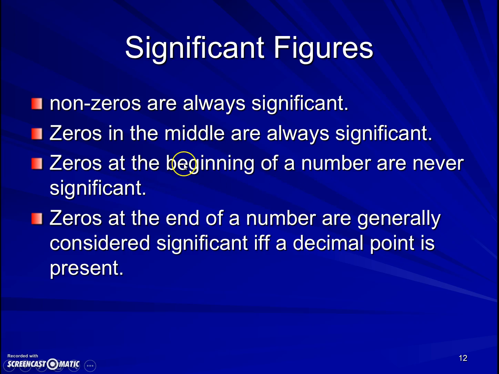Zeros at the beginning of a number don't count as significant. So we say, what's the mass of this item? 0.00072 grams. 0.00072 grams has 5 digits written out, but only 2 of them are significant. Zeros on the left don't count. Zeros that are sandwiched between non-zeros count. So you want to make sure you have this committed to memory. We'll practice this a little bit in the lab this week.